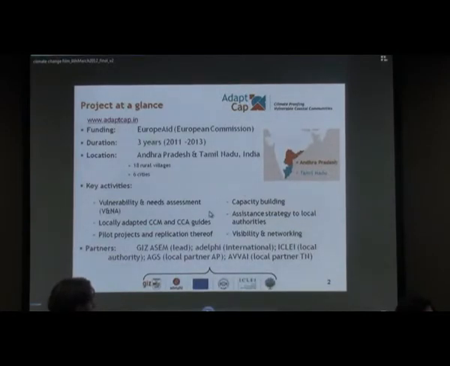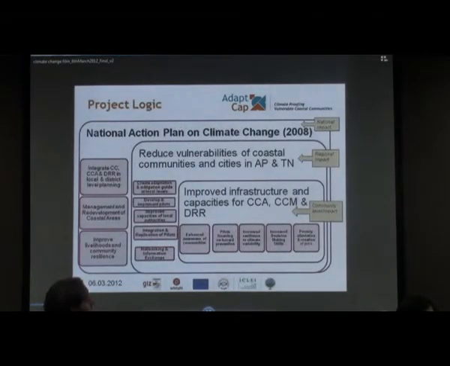The key activities, as I mentioned, are vulnerability and needs assessment, development of local adaptation and mitigation guides or strategies, implementation of pilot projects, and capacity building, not only at the level of the community but also at the level of the local authorities, and an assistance strategy for the local authorities for implementing some of the vulnerability and needs assessment, and then visibility and networking. And these are the partners of the project, with GIZ being the lead applicant, and Adelphi, Academy of Gandhian Studies in Andhra Pradesh, and in Tamil Nadu being Avai.